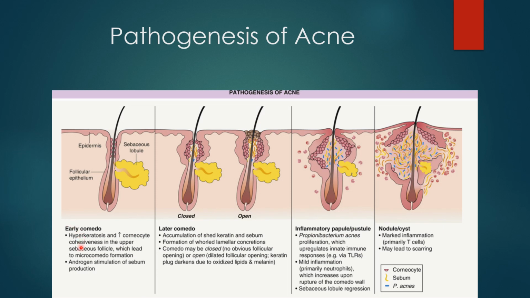And here is a nice graphic taken from Bologna's textbook, which shows not the normal pilosebaceous unit, but does show the early comedone caused by hyperkeratosis and increased corneocyte cohesiveness in the upper sebaceous follicle. Later you have the later comedone, and then you have the inflammatory papule or pustule, and then you have the nodule or cyst, which is marked by marked inflammation, and these lesions may lead to scarring.